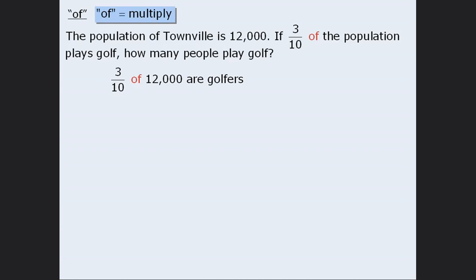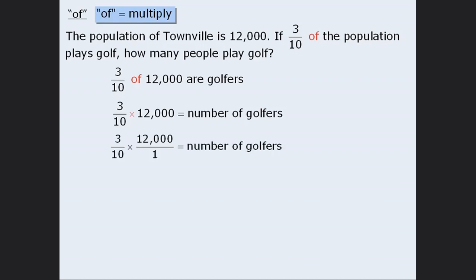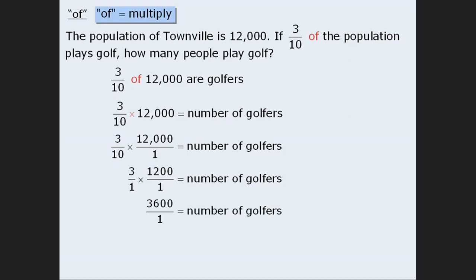So we can take the fact that 3/10 of 12,000 people are golfers and rewrite it as 3/10 times 12,000 is equal to the number of golfers. At this point, all we need to do is evaluate 3/10 times 12,000. So let's first rewrite 12,000 as the fraction 12,000 over 1. And from here we can cross-simplify 10 and 12,000 by dividing each number by 10 to get 1 and 1,200. Then we multiply the numerators and the denominators to get 3,600 over 1, which equals 3,600. So there are 3,600 people in Townville who golf.